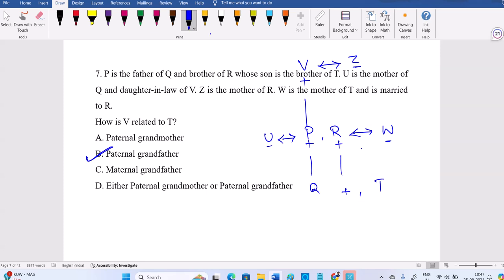So for T, father is R, father, father. For P and R, father is V. Right, so R's son is the brother of T. R is having a son, so their brother is T. Means indirectly, okay, T is a child of R.